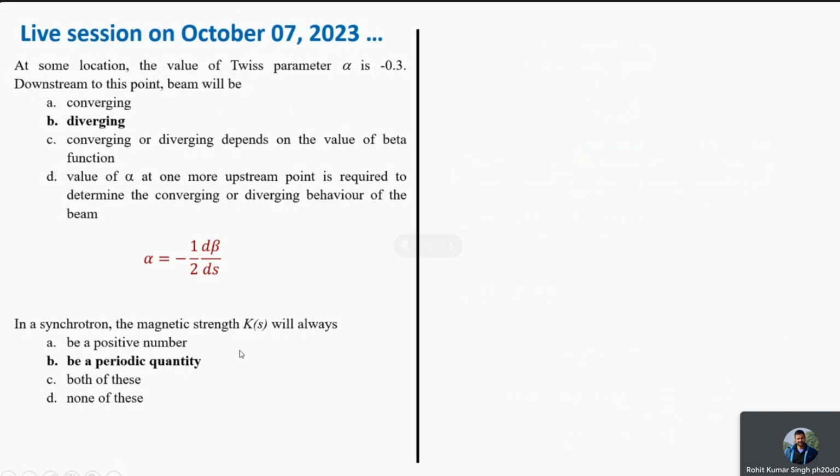Now, periodic quantity. Definitely in a synchrotron, suppose this is the circumference of the synchrotron and the beam is going like this. After one turn, the particle will see the same environment again and again, meaning on each turn the particle will go through the same K. So K is always periodic in a synchrotron or storage ring. So definitely option B is correct.